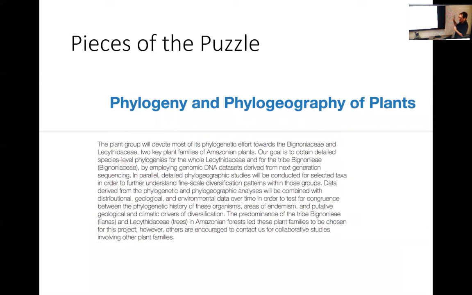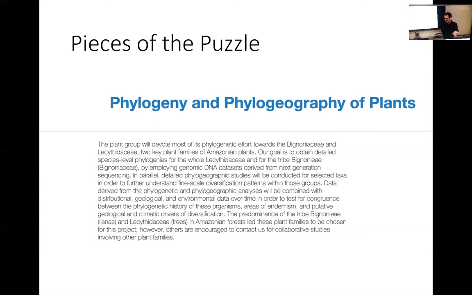So these are different subparts of this work. I don't want you to read all the text, or if you want to skim it, skim it. It's going to give you the briefest overview of just how much we tried to bite off in this project. So on the questions on the phylogeny and phylogeography of plants, we focused on two different groups.